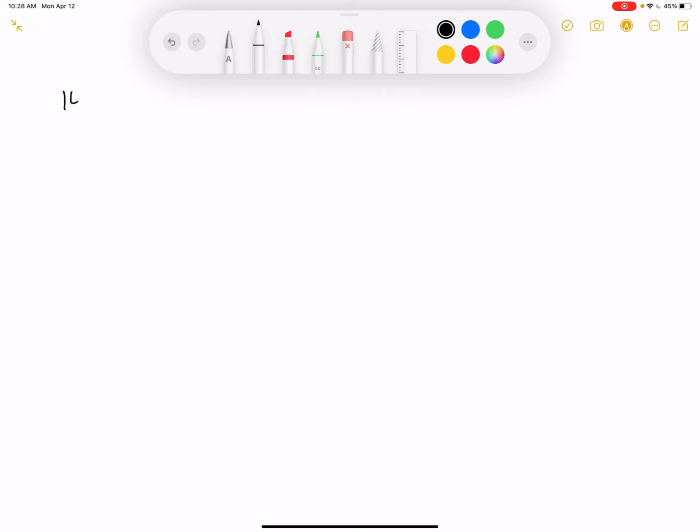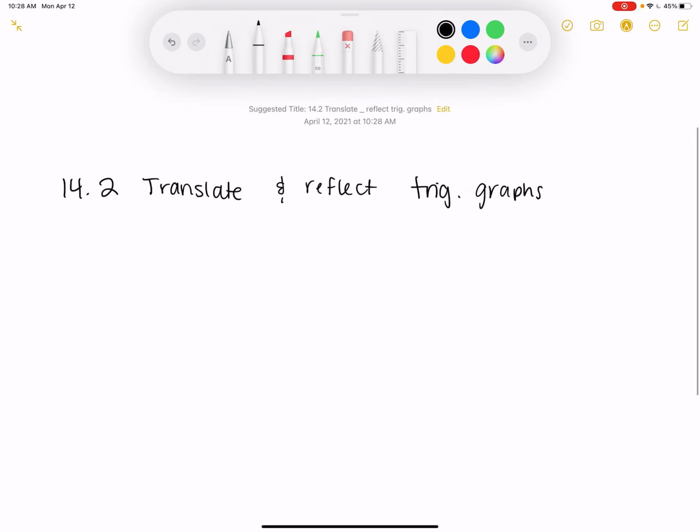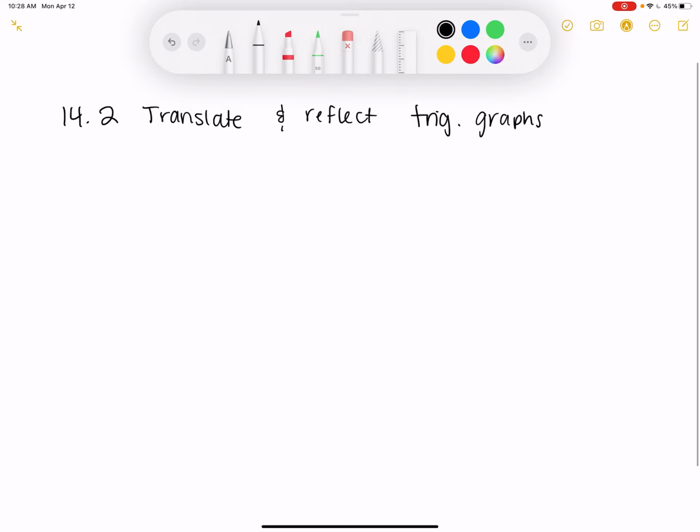So 14.2, we're going to translate and reflect trig graphs. It's pretty close.